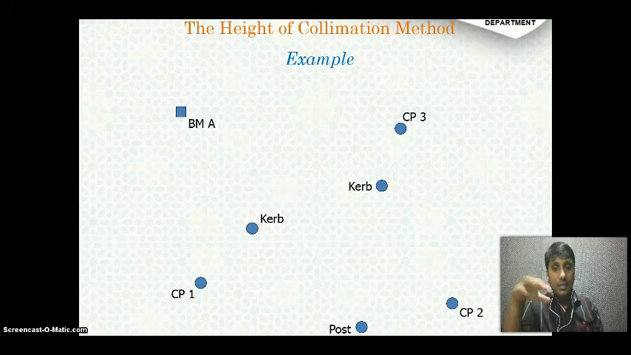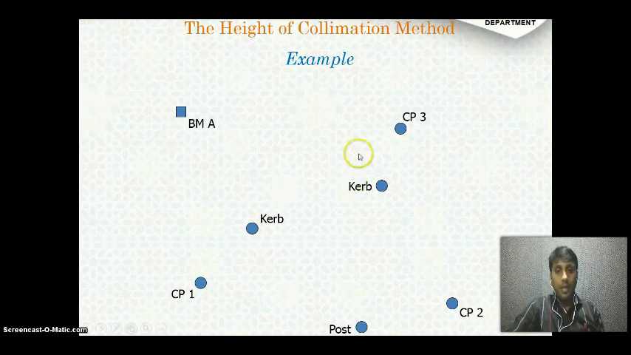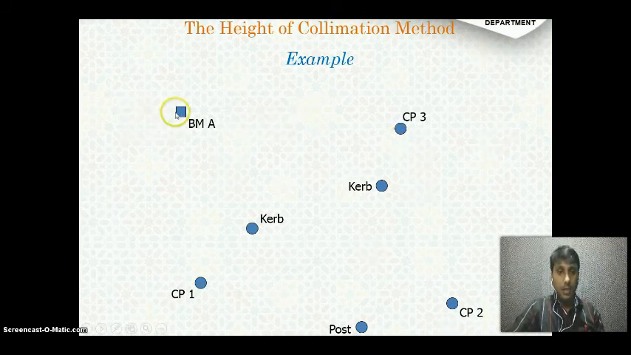So let us discuss the height of collimation method one problem example. Here you have some stations. I will explain you about these stations. See, this is the first station, BM of A. BM of A means benchmark. The station name is A and this is the benchmark. Generally, as I explained you previously, the benchmark is a known elevation. From here we'll see how the survey has been taken place.